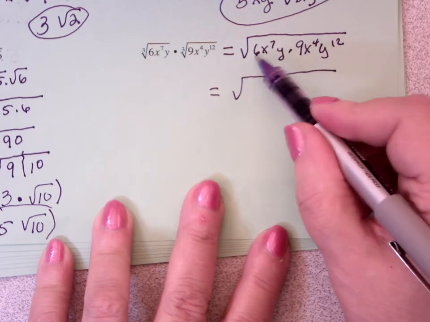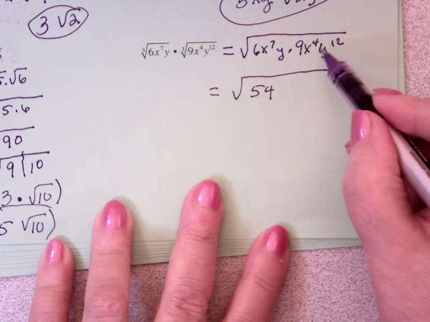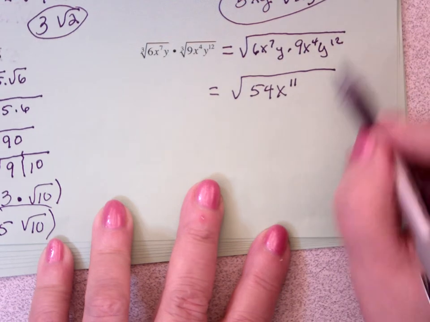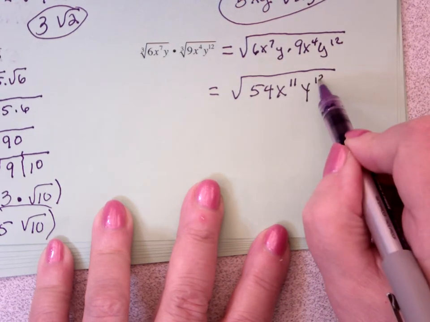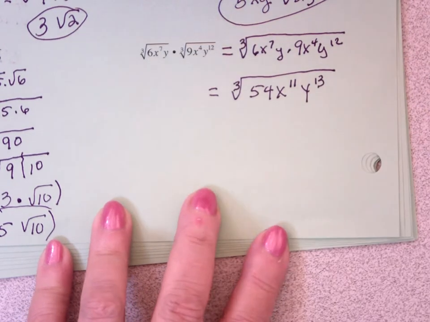6 times 9 is 54. X to the 7 times x to the 4 is x to the 11. y to the 1 times y to the 12 is y to the 13. And we're dealing with cube root. And see, I forgot my indexing. Most of you will.